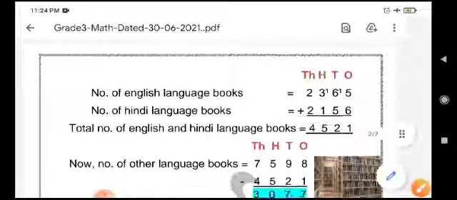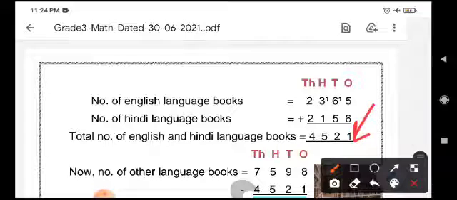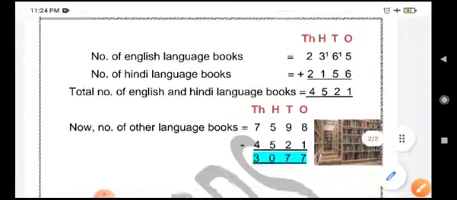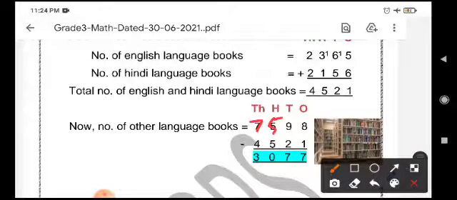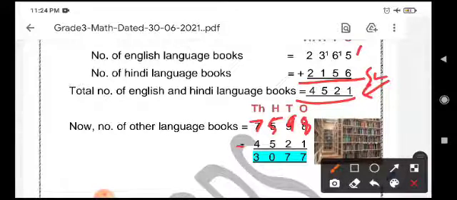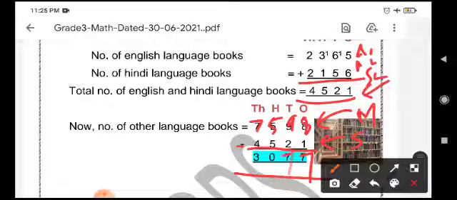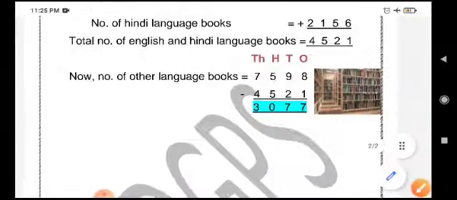Now this number you will subtract from the total number of books. The total number of books is 7598 and subtract the number that you got here by addition, that is your sum. This was your first addend, this was your second addend. Now this is the minuend and this is your subtrahend. Now you have to get the difference. 8 minus 1 is 7, 9 minus 2 is 7, 5 minus 5 is 0, 7 minus 4 is 3. 3077 is the number of other language books.